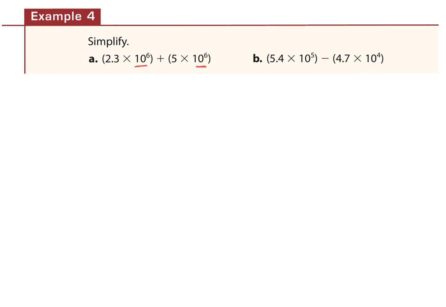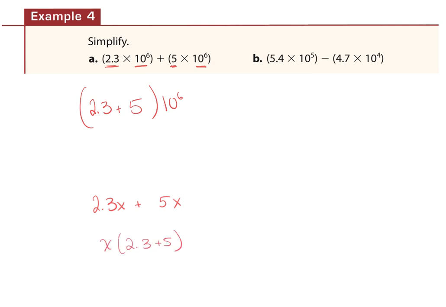So that is 10 to the 6th. And I'm going to factor on this side. If I factor out a 10 to the 6th over here, I get a 2.3. And if I factor out a 10 to the 6th over here, I get a 5. Okay? Think of it how we first started adding like terms, right? If we had like 2.3x plus 5x, right? What would you do? Well, you would add those coefficients because technically that's x times 2.3 plus 5, right? Does that make sense? And so that's basically what we're doing here.